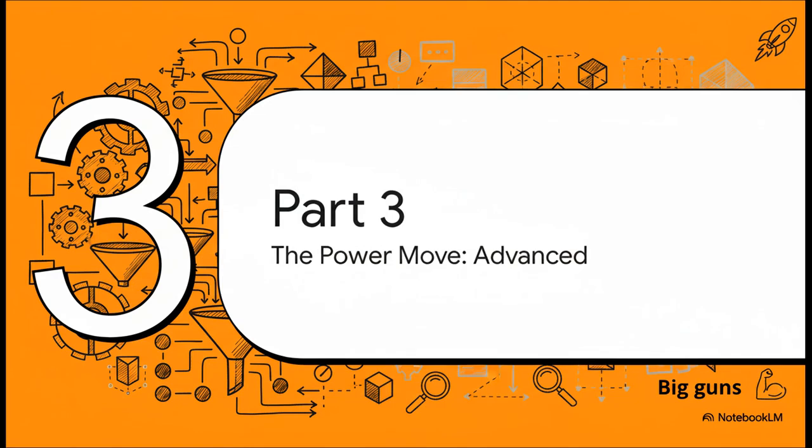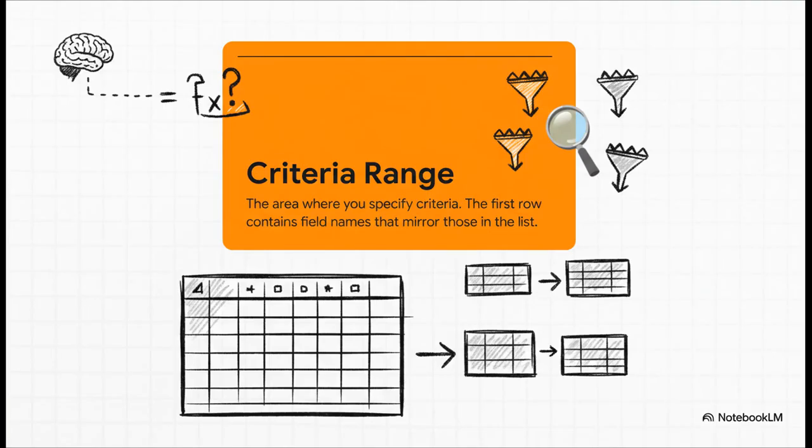But what happens when even those awesome custom filters aren't quite enough for our most complex questions? For that, we need a real power move. So let's look at part 3, advanced queries. The key that unlocks all this power is something called a criteria range. Now, it sounds a little technical, but it's not.